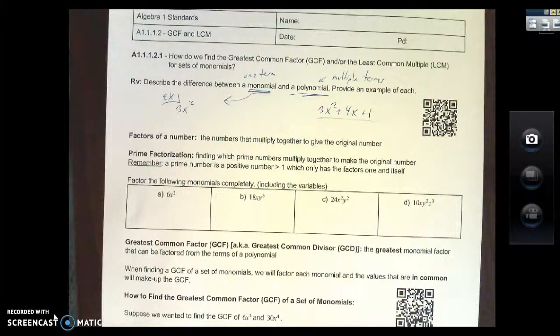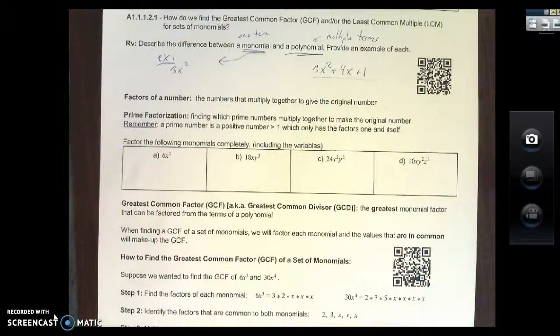Factors of a number. The numbers that multiply together give you the original number. So when we think about factors, if you think about something like 6, you could have 3 times 2 or 1 times 6. You can have multiple sets of factors for each given number. Prime factorization, finding which prime numbers multiplied together to make the original number. Remember, a prime number is a positive number greater than 1, which only has the factors 1 and itself.